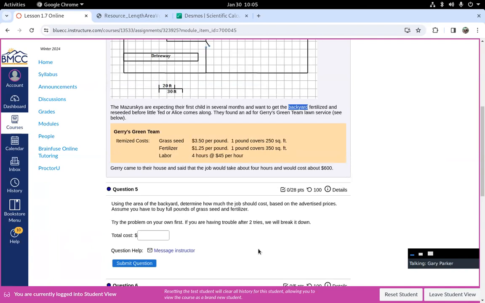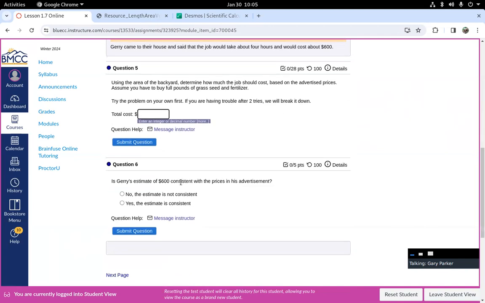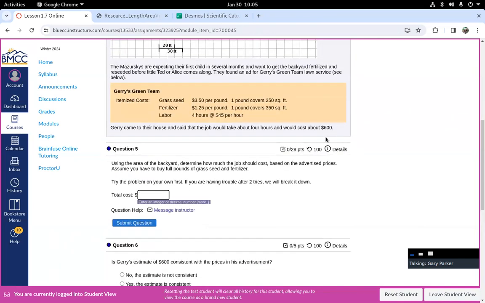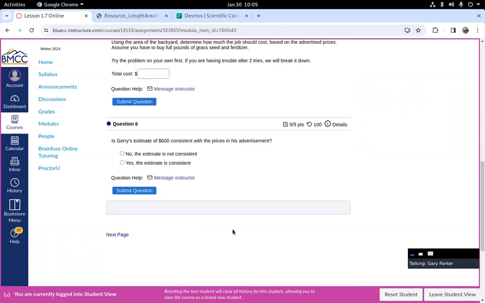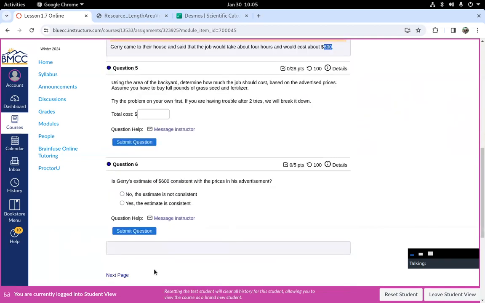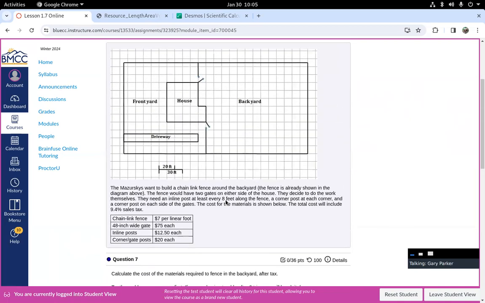Okay, so make that calculation for those three things: the grass seed, fertilizer, and labor for 4 hours. He said the job would take about 4 hours. We want to know what the total is first. And then down here, we want to know, is his $600 estimate consistent with what he advertised? I'll let you answer that question. All right, what do we got next?